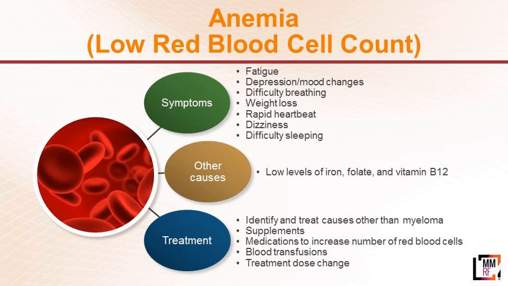So what we want to do then is we want to treat the cause of the anemia, and we need to identify it. So if it's caused from something other than myeloma, for instance, if you have iron deficiency, we would supplement with iron. You could also have a folic acid deficiency, so we would supplement with that to see if we get any improvements. There are also medications to increase the red blood cells, which we call erythropoietin or EPO. We could also turn to blood transfusions, and sometimes we need to decrease the dose or the frequency of the medication.